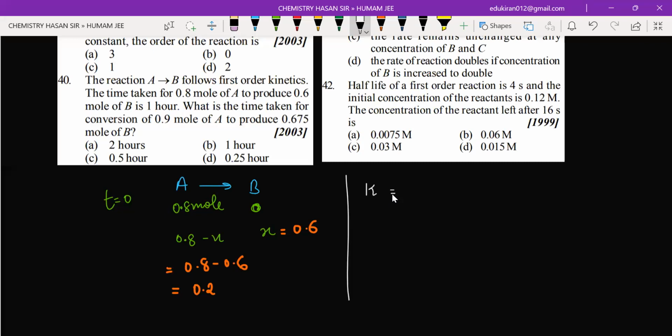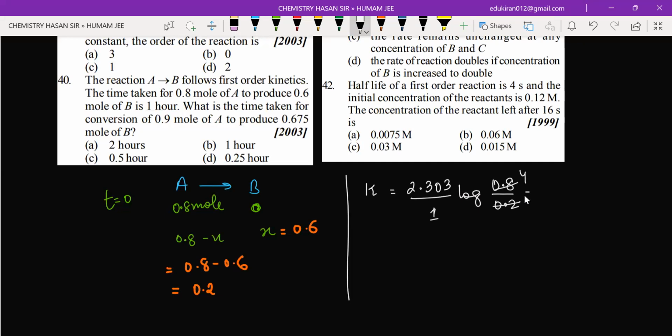Now we need to calculate the value of k. First we need to calculate k from the time and all that is given. K will be equal to 2.303 upon t. T is what? 1 hour. Log of initial concentration 0.8 and final concentration 0.2. So this will be cancelled by 4 times.